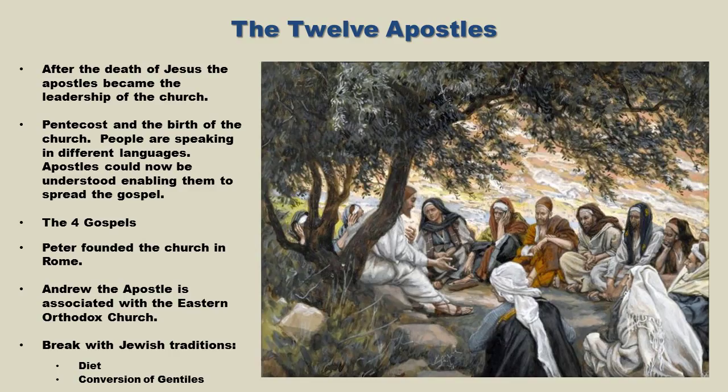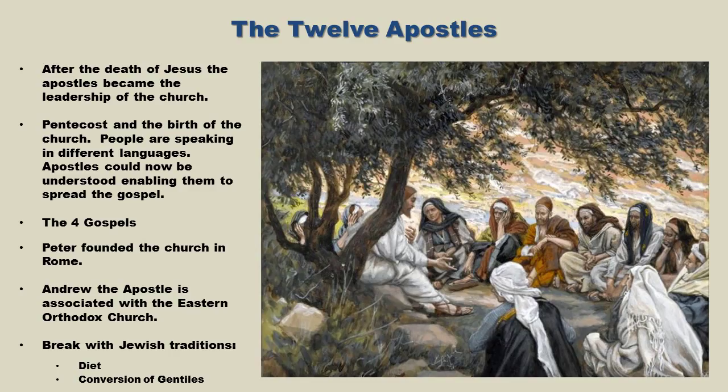Now, in terms of the gospel, there were 4 gospels. And these were the writings that were used to teach people the life and times of Jesus. And so that could connect people to Jesus. Now, early on, there was a very important split in the church. Peter founded the church in Rome, and we'll talk about that in the next slide. And Andrew and Paul are associated with the Eastern Orthodox Church. And so that was a very important split early on. The Orthodox Church in the East, and of course that was located in Byzantium, and the Catholic Church, which of course was located in Rome.